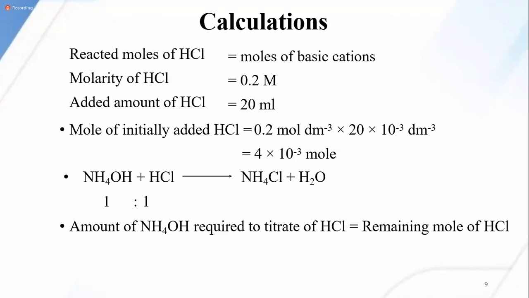After getting this mole, we have to know the mole ratio between the ammonium hydroxide and HCl. This is actually a 1:1 mole ratio. So you have to know this equation also. Ammonium hydroxide reacts with HCl and produces ammonium chloride and water.